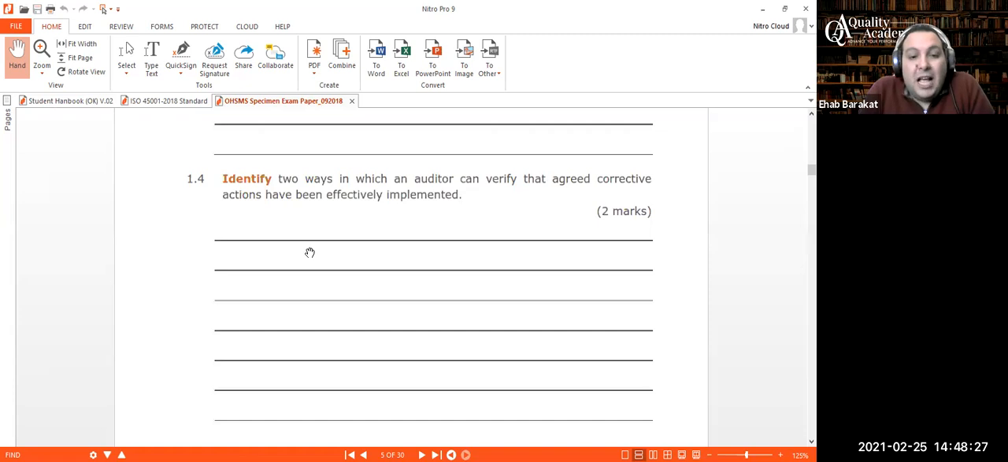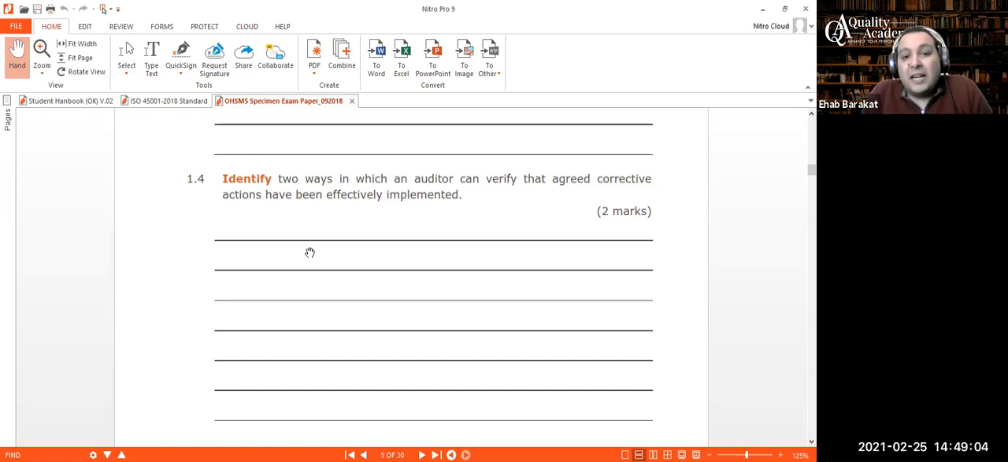Another example, 1.4: Identify two ways. If they're asking you about ways or methods that the auditor uses during an audit, there are only four ways or four methods the auditor uses during audit. These ways are interview, observation, check documents, check records. These are the only methods that the auditor uses during the audit.